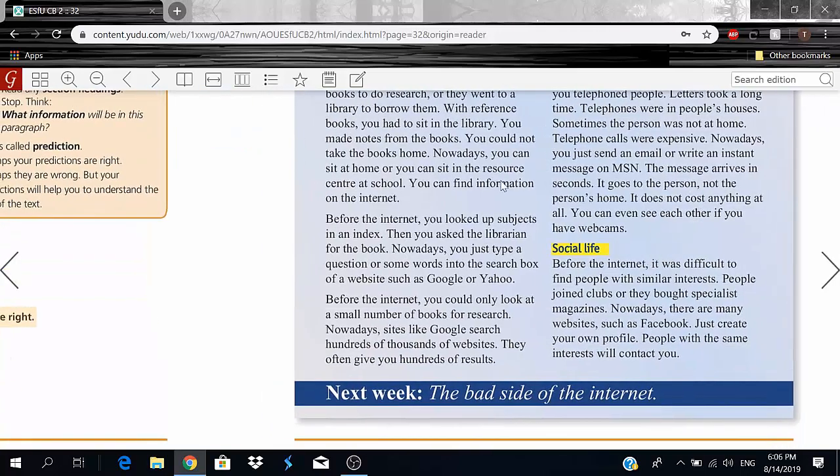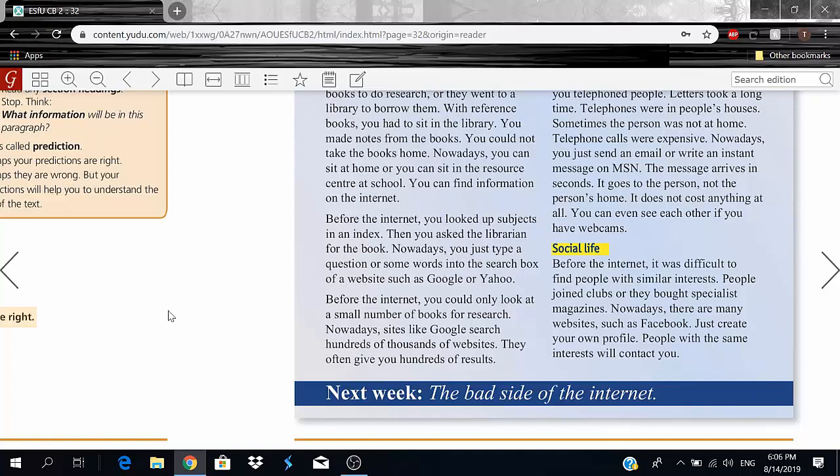Social life. Before the internet, it was difficult to find people with similar interests. People joined clubs or they bought specialist magazines. Nowadays, there are many websites, such as Facebook. Just create your own profile. People with the same interests will contact you. Next week, the bad side of the internet.